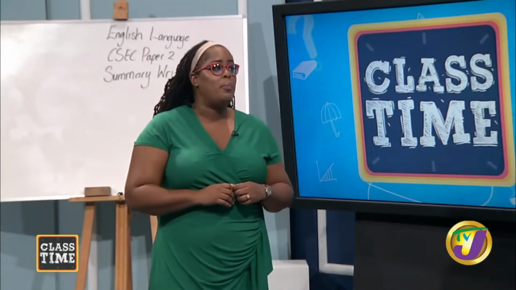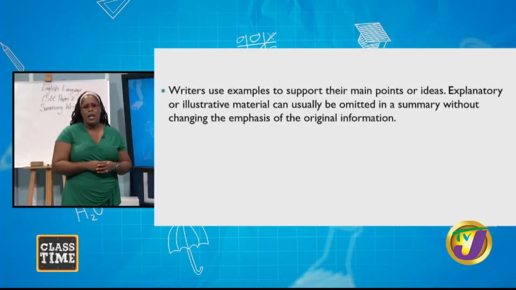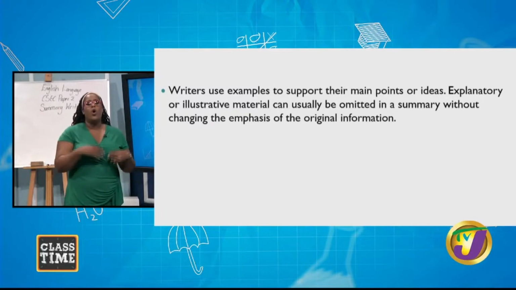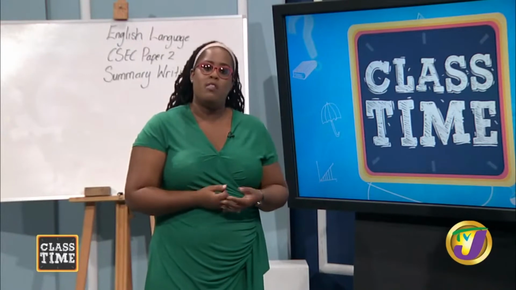Now, writers use examples to support their main points or ideas, just to emphasize the point that they have. Explanatory or illustrative material can usually be omitted in a summary without changing the emphasis of the original information. So what are they saying here? That you don't need to include the examples to bring the point across. The aim is to make the information shorter. So to make the information shorter, we can just eliminate or delete the examples.